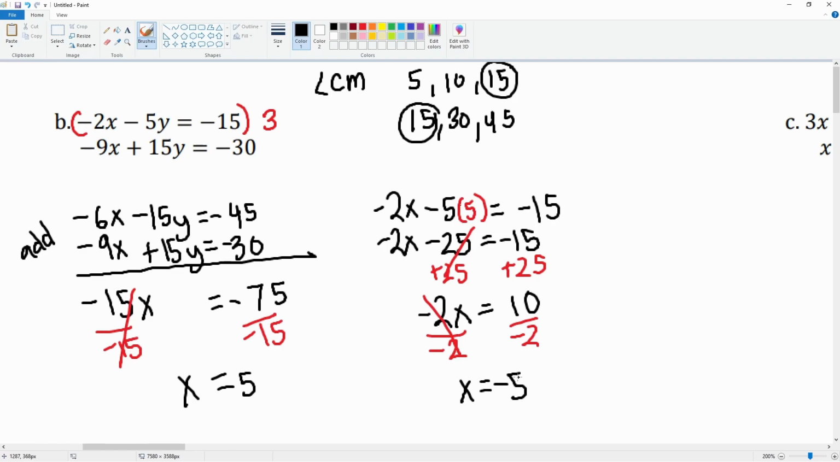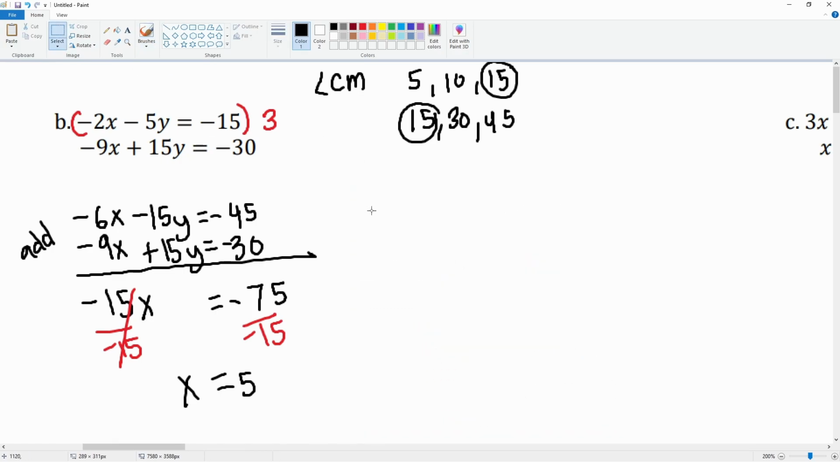Am I doing it right? Hold on. Oh, I did it wrong here. Sorry. I screwed up here. I made that wrong substitution. Okay, let me redo the problem. It's -2x minus 5y is equal to -15. The x is equal to 5. So the x here should be a 5. Okay.